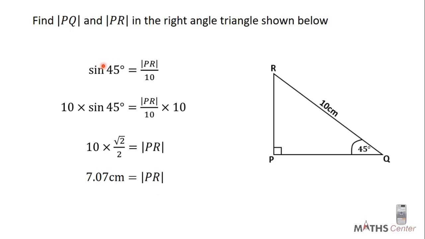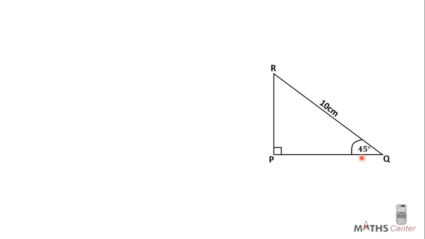So using this trig ratio, we have been able to find the length of the side of the right-angled triangle. Let's consider PQ. How do we find PQ? We saw in the previous slide that PR is opposite to 45 degrees.